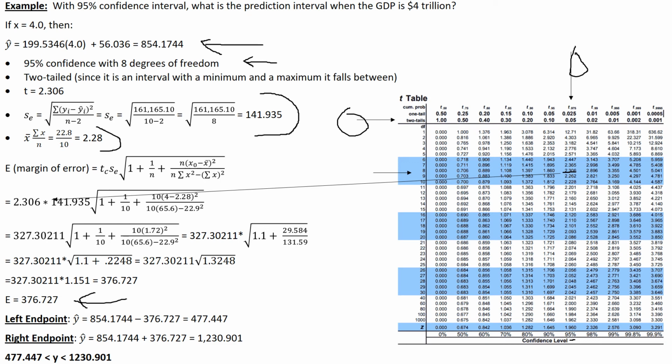So I'm going to do 854.1744. That is the number I'm looking at, plus and minus 376.726, giving me a range of between 477.447 and 1230.901.